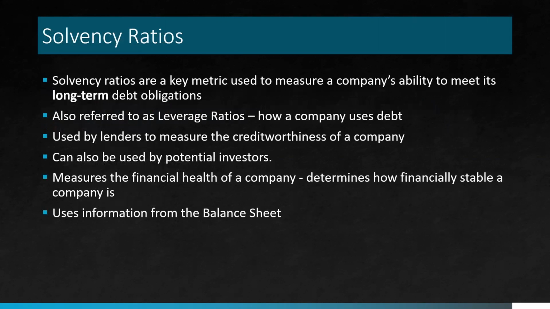So solvency ratios, what are they? They are a key metric used to measure a company's ability to meet its long-term debt obligations. Sometimes they are also referred to as leverage ratios, and they tell you how a company uses its debt. These ratios are typically used by lenders to measure the creditworthiness of a company, and they can also be used by potential investors. Again, they measure the financial health of a company to determine how financially stable it is. To calculate the solvency ratios, all of the information comes from the balance sheet.